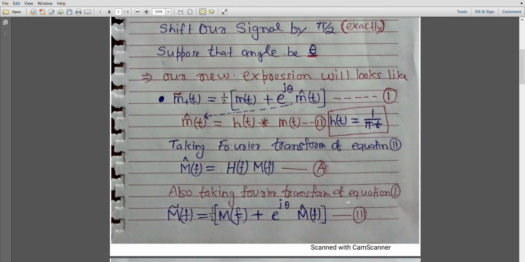If we take the Fourier transform of this equation 1, it will look like equation 3, where M f is the Fourier transform of m t and M hat f is the Fourier transform of m hat t, and m hat t is basically the Hilbert transform of m t. So we can represent M hat f as H f into M f, where H f is the Fourier transform of the Hilbert function, which is this one. So our equation will look like this.